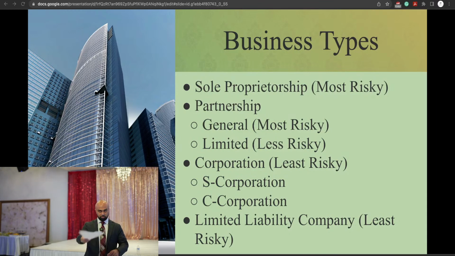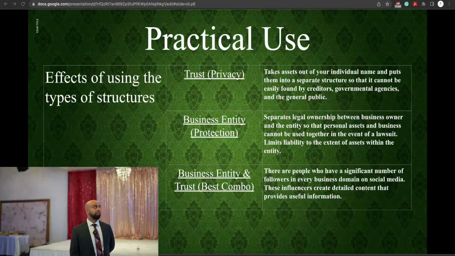Any questions? Yeah, how can you increase your protection by complying with the limited liability company with trust? That is actually going to be the next point. So let's go to the next slide. So he asks, how do you combine your limited liability of an entity with a trust? So exactly what we're looking to do: the practical use, the effects of using these types of structures.